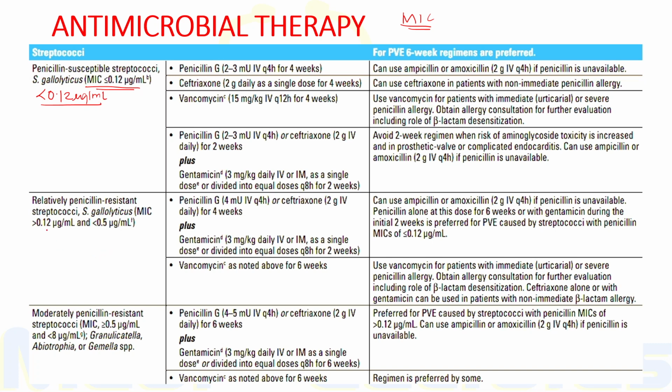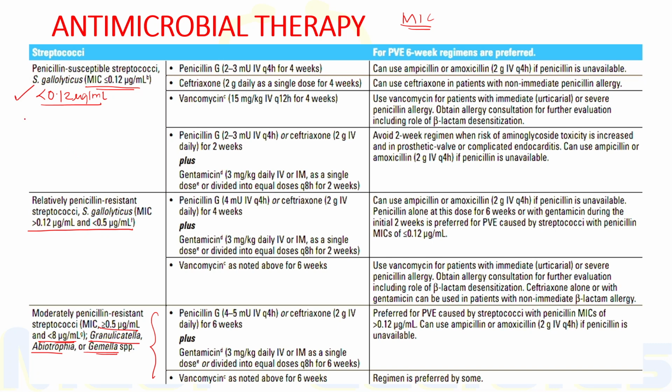Then the second class is MIC between 0.12 to 0.5 microgram per ml, and the third class is 0.5 to 8 microgram per ml. Along with this, there are certain fastidious organisms which, if positive in serology, will also be treated along with this regimen. These are Granulicatella, Abiotrophia or Gemella species. So let's first discuss MIC less than 0.12.